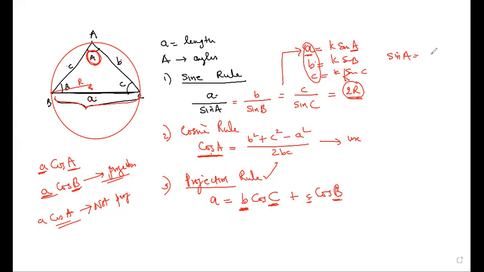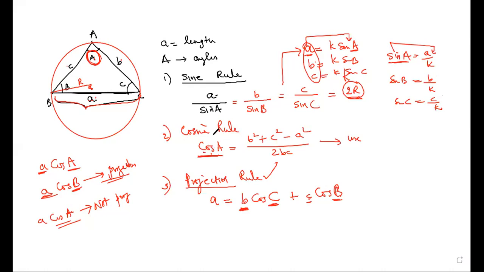Length of the side can be converted to angle, and angle can be converted to length of the side by applying a by k, sin B equal to b by k, sin C equal to c by k. Is it clear? So cosine rule is applied for side conversion to angle, angle conversion to side. Then we apply sine rule.